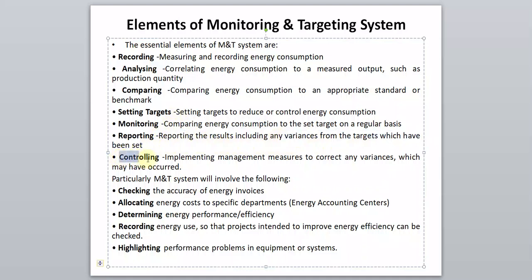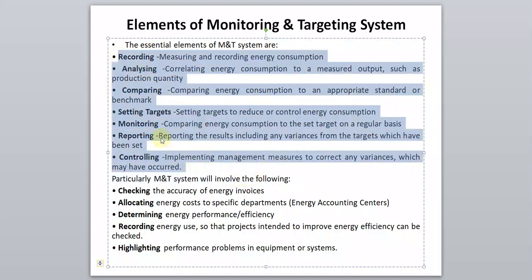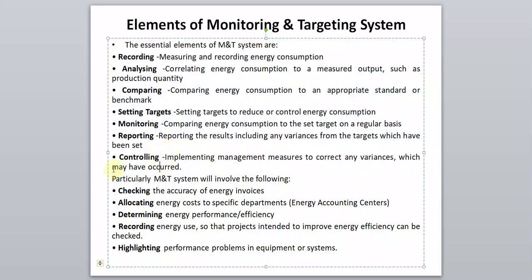And lastly, there is controlling. After getting the results from the variances, which include the number of variances, we can implement management measures to correct the errors or variances that have occurred. Controlling has different techniques. After controlling, we can set the targets once again and then rectify again, and this is a continuous process. These are the seven important elements of monitoring and targeting systems. Now we are going to see some more important elements, which are not included in these seven, but are essential.